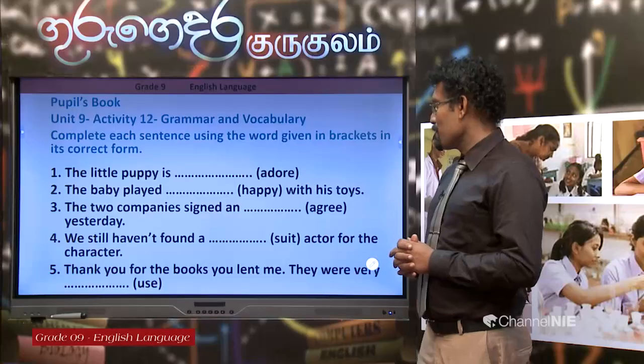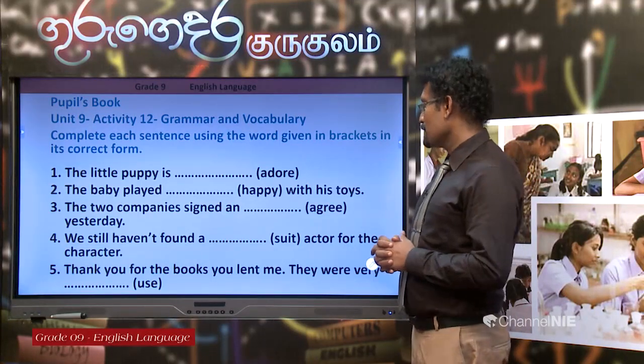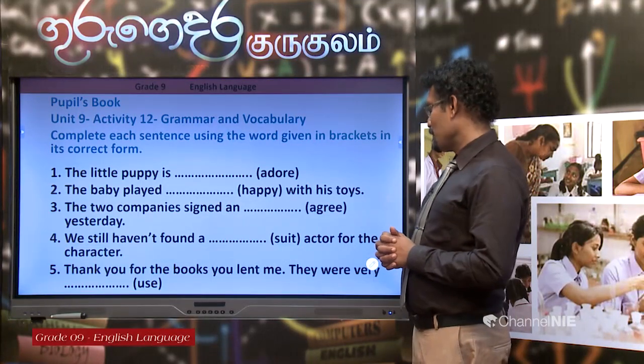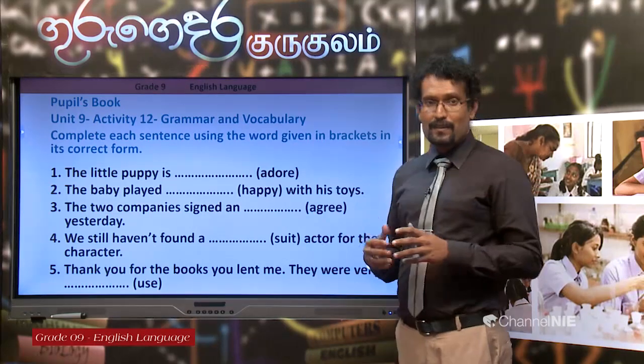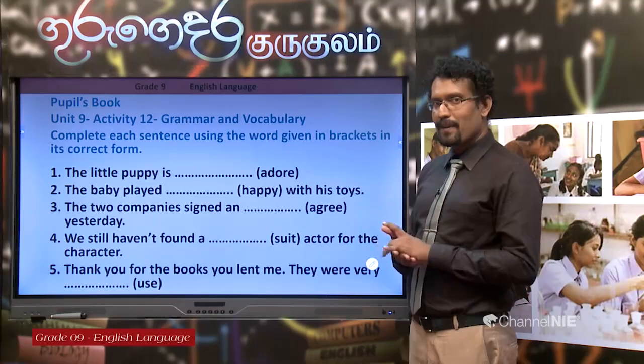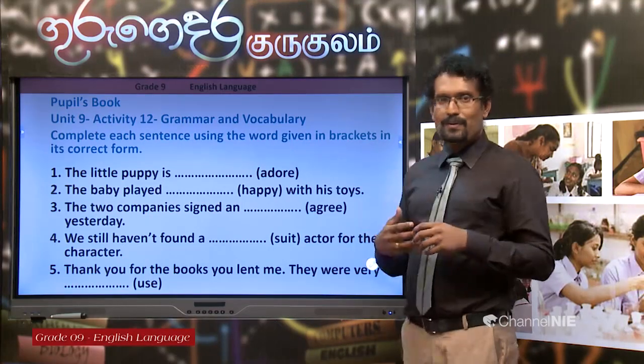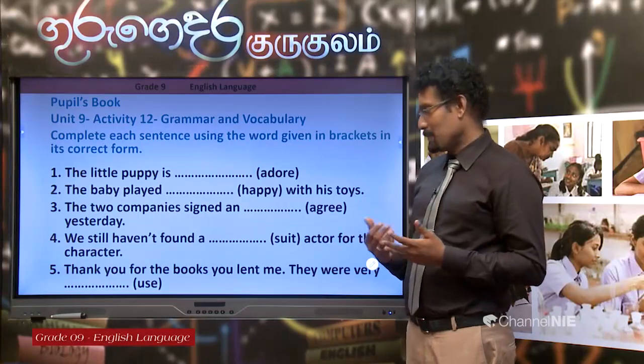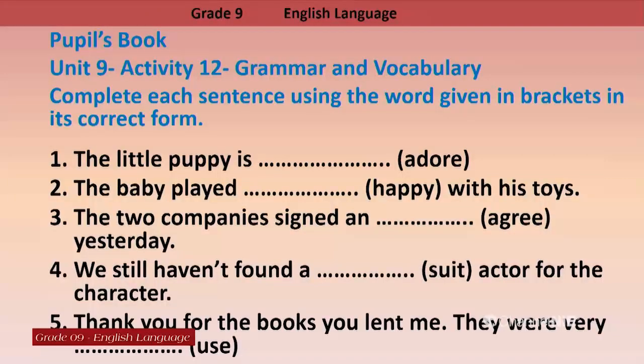Okay. So, there are 5 base words: adore, happy, agree, suit and use. Adore means like you love to have that little puppy, right? Happy means you are happy, you know about that, contentment. And agree, you agree on something with someone, okay? Maybe two companies, they have signed something, so there should be some sort of, let's see what that is. And we still haven't found a suit, let's see. And the last one is use. So, take some time and try to find out the answers.